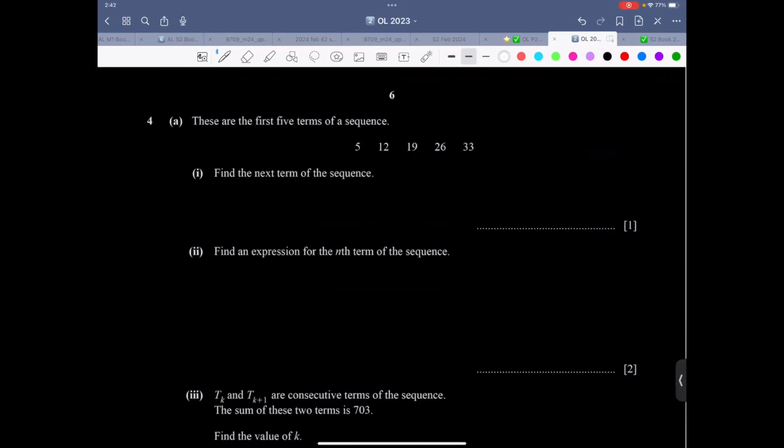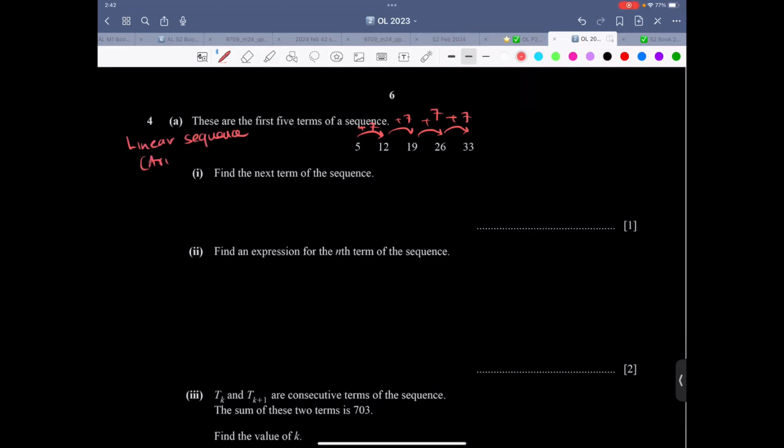Sequences. Number pattern. These are the first 5 terms of a sequence. Find the next term of the sequence. So what we do, there is an addition of plus 7. And then again, there is a 7. And then there is a 7. So it's a linear sequence. So this is called a linear sequence.